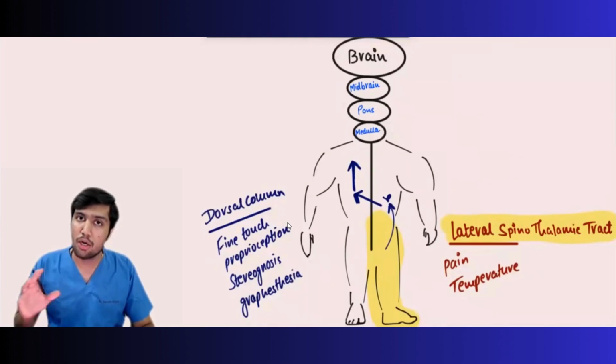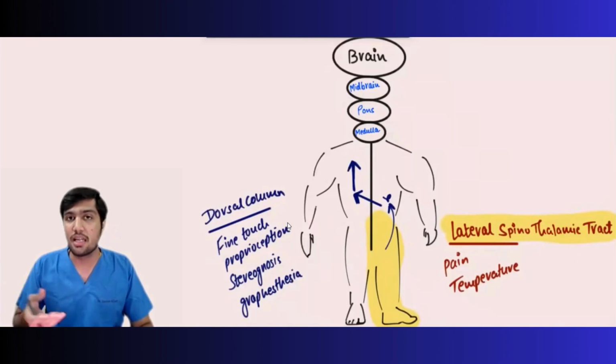And from there, the third order neuron will take the sensations of pain and temperature to the somatosensory cortex area of the brain, which is located in the post-central gyrus, denoted as Brodmann's area number 3, 1, and 2. So this was about the lateral spinothalamic tract, and it was decussating at the spinal level itself. So let's talk about the other sensations like fine touch, proprioception, stereognosis, graphesthesia, tactile stimulation, and tactile discrimination.